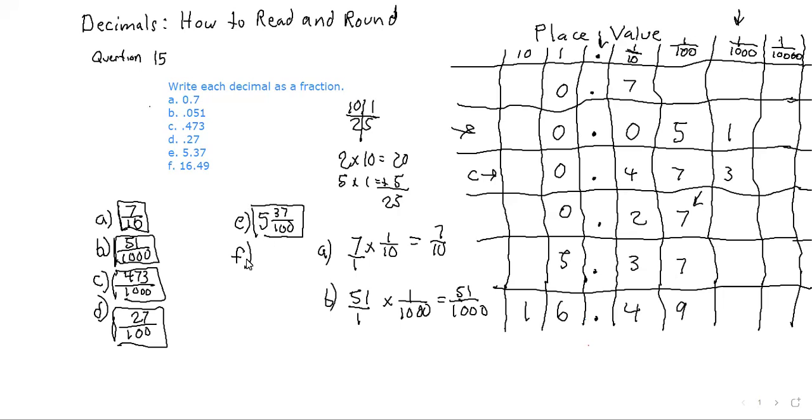All right, and finally, F. Again, we have a whole number of 16, so we just leave that there. That doesn't change, and we write the decimal part as a fraction. In the bottom row, we have 16.49. The 9 is in the hundredths place value. So it's going to be 49 over 100. So it's going to be 16 and 49 hundredths.